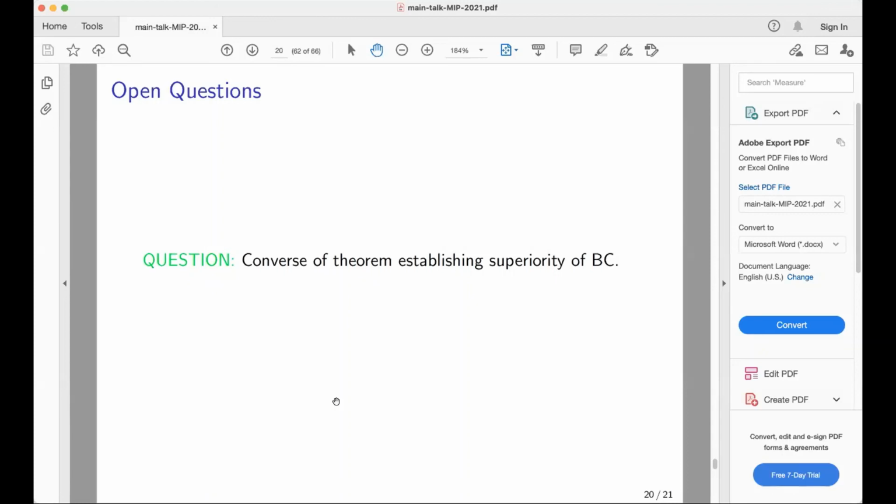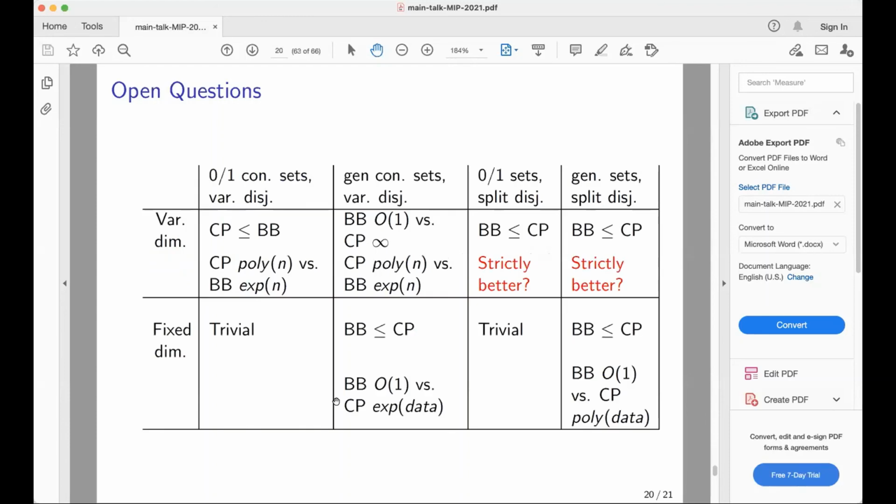Showing the converse of our theorem. So we gave a sufficient condition where branch and cut is exponentially better. It would be nice to show that that's actually a necessary condition, that whenever branch and cut is actually doing better, the branching scheme and the cutting plane paradigm are complementary. They are doing two different kinds of things. That would be nice to show.